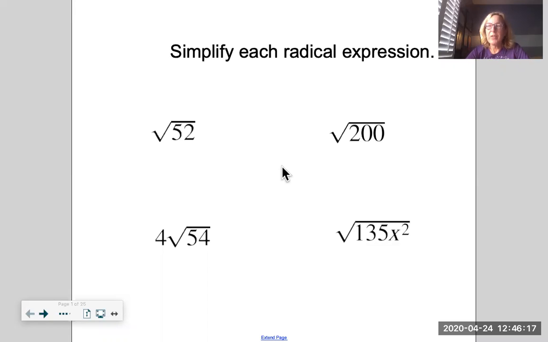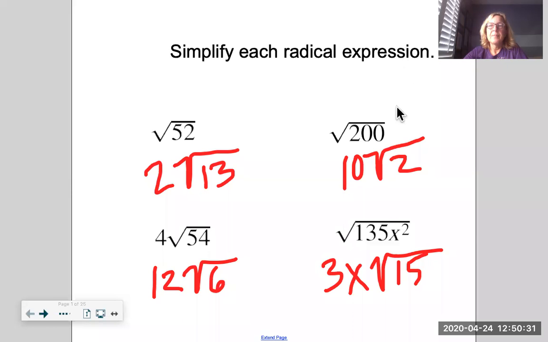Today we're going to work on computation involving radical expressions. So the first thing we want to do is take a quick review on simplifying radicals. There are 4 problems here. If you could pause this video and simplify them, and then we'll come back together and check it.